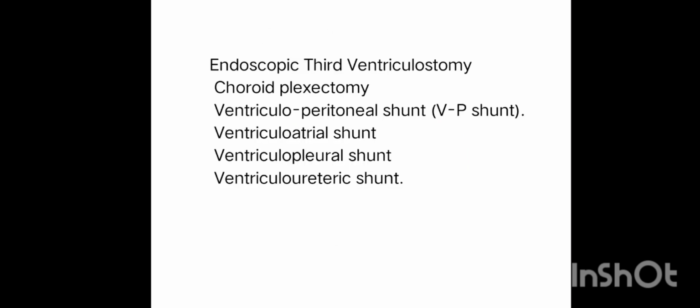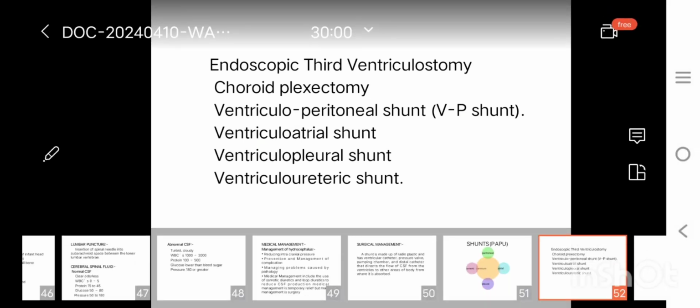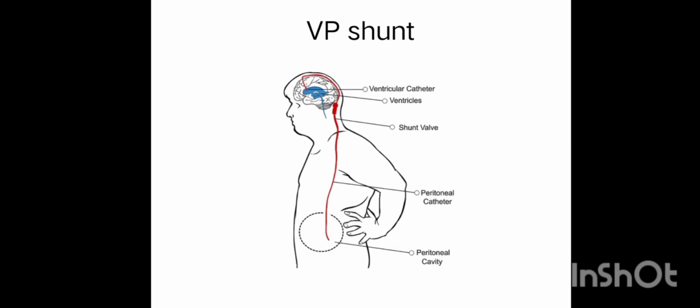That is, first we'll see one by one. That is endoscopic third ventriculostomy, choroid plexectomy, ventriculoperitoneal shunt, that is VP shunt, ventriculoatrial shunt, ventriculopleural shunt, and ventriculoureteric shunt. So we'll see the image now. This is known as ventriculoperitoneal shunt, where the fluid being accumulated in the ventricles of the brain is being bypassed through the peritoneal cavity, that is, the fluid is being collected in the peritoneal cavity in order to reduce the ICP.